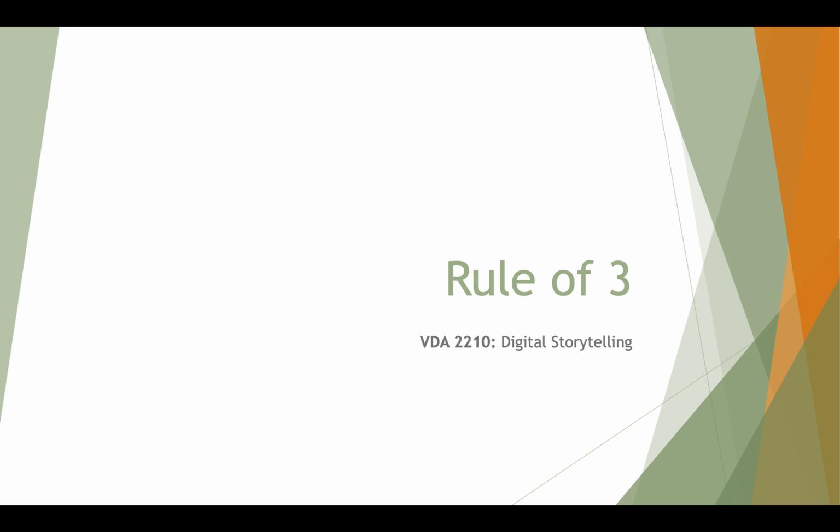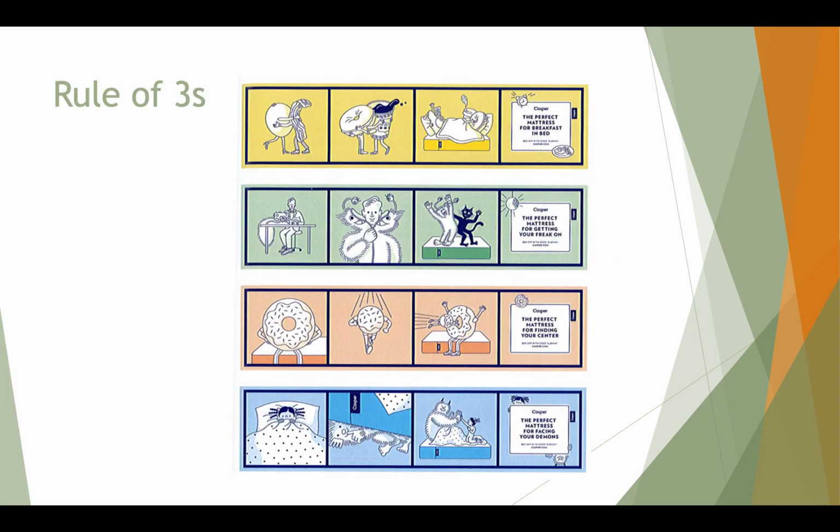Last but not least for this section, we're going to take a look at the rule of three as a way to think about structuring our stories, and also as a little reminder of the narrative arc or the three-act structure. The rule of threes can be an easy way to think about structuring your pieces. The idea is that we're quite comfortable with this 1, 2, 3 rhythm.